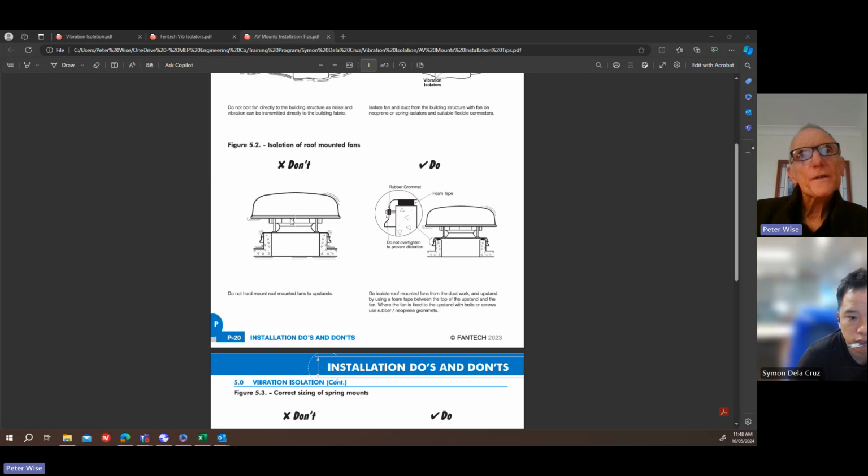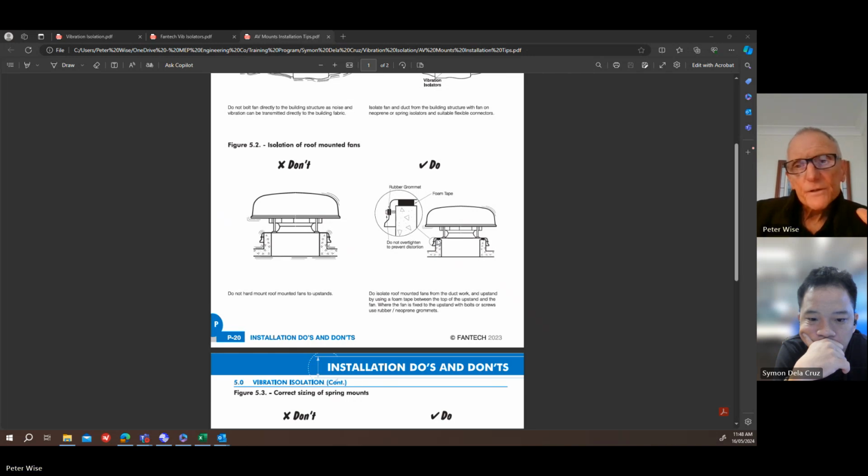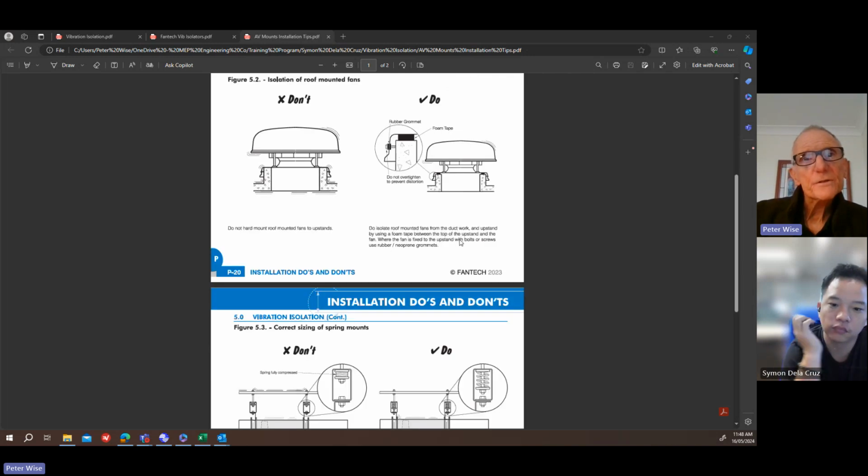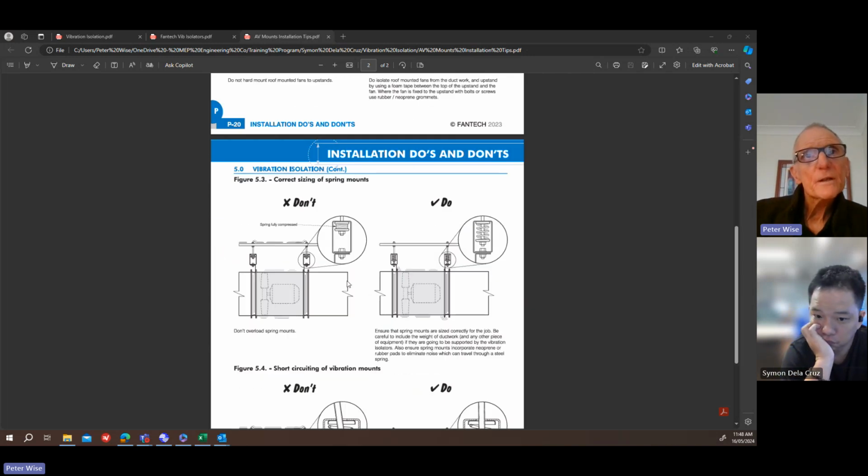This is a roof-mounted fan. This is an interesting one. Instead of bolting it straight onto a concrete opening, put some foam or rubber padding in there between them, because there will be some vibration in the housing of the fan. So what they're suggesting is some foam tape on the opening there, so the fan can sit on that, and that will provide sufficient isolation of the vibration.